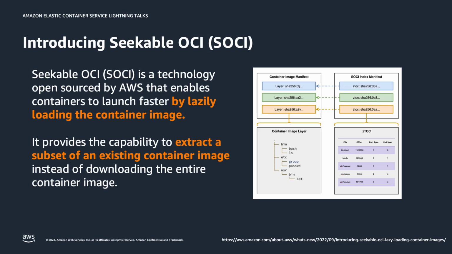At the end of 2022, AWS announced a new open source project called Seekable OCI, or SOCI for short. And Seekable OCI is the underlying technology that enables lazy loading. It provides the capability for us to extract a subset of an existing container image while it is stored inside of the repository.